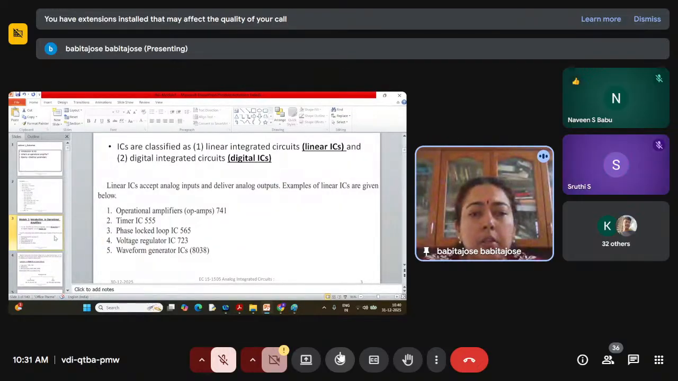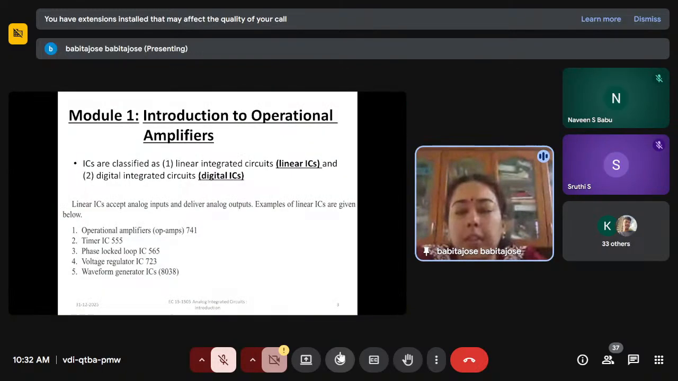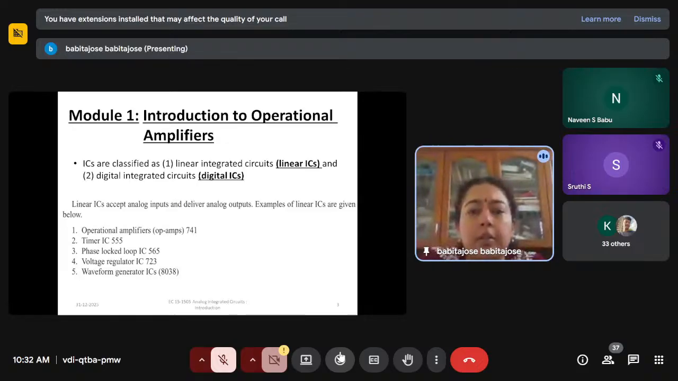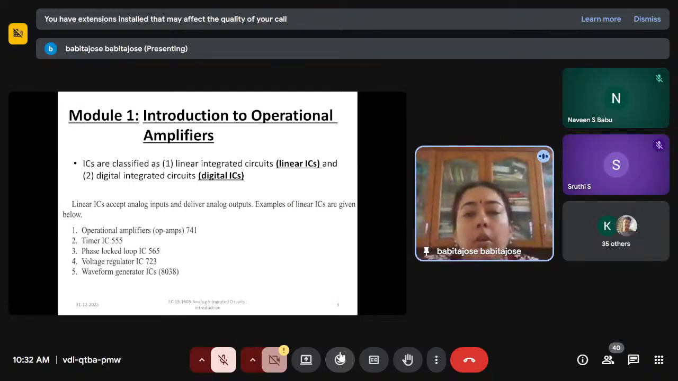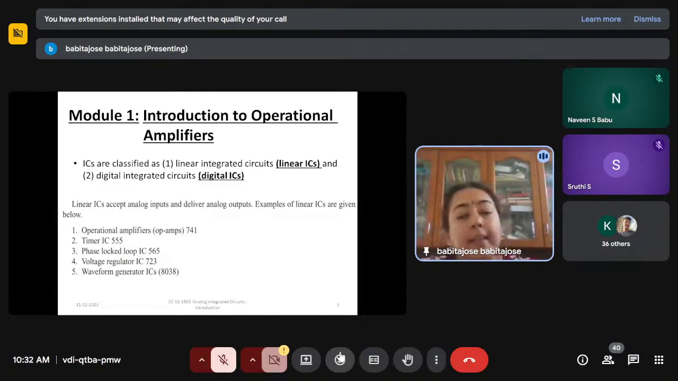Okay, so we'll just start the introduction about operational amplifiers. Already you must have studied this in your S3 circuits. What is an op amp? So this subject completely deals with operational amplifier. So the first module is about the basics of operational amplifier.